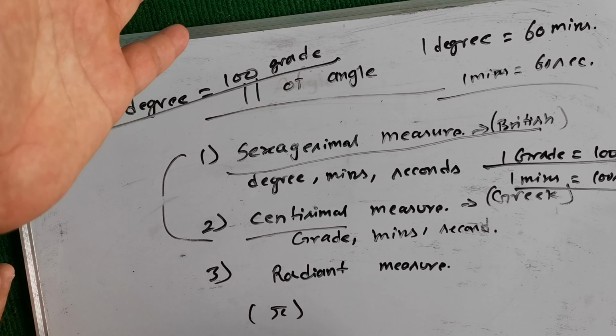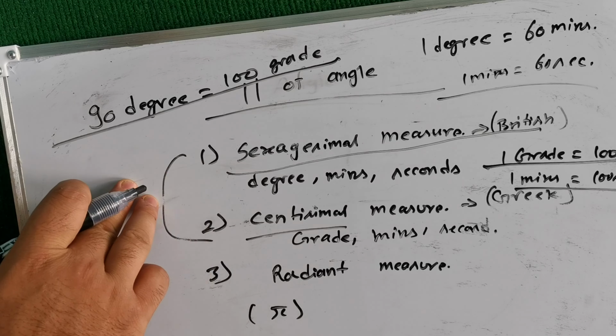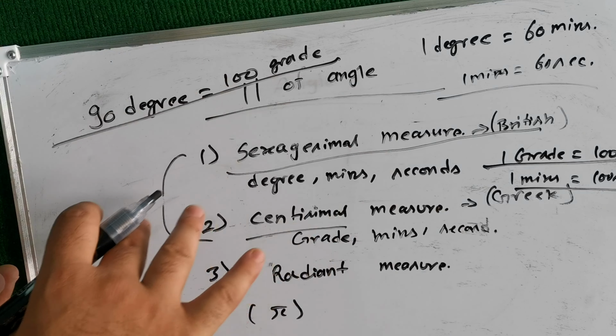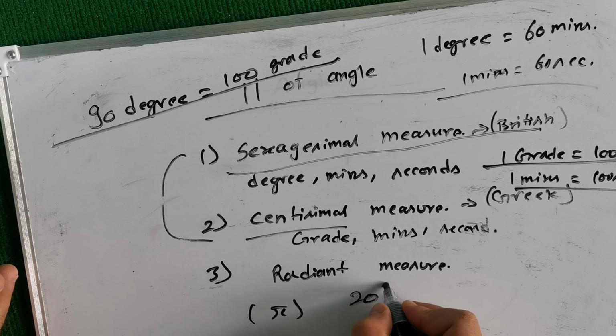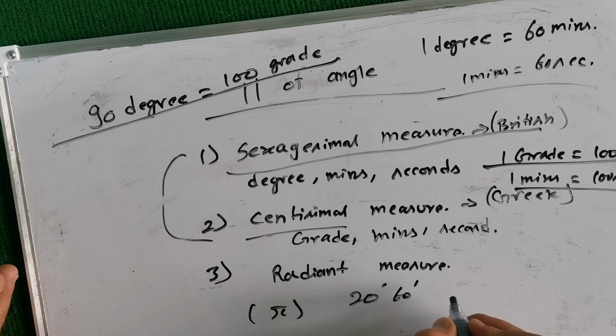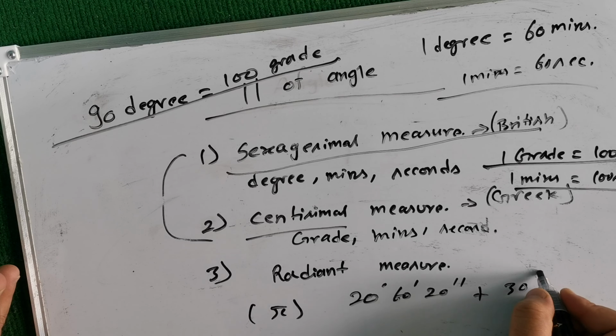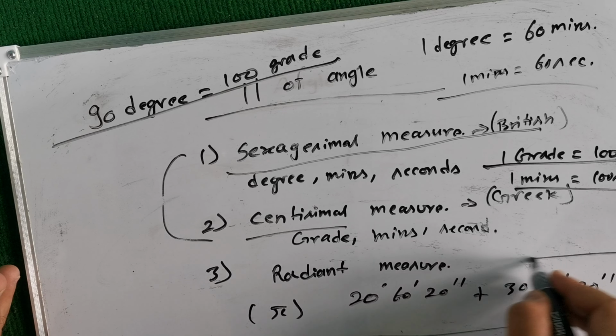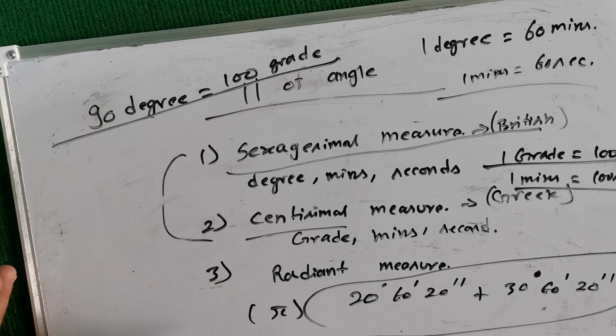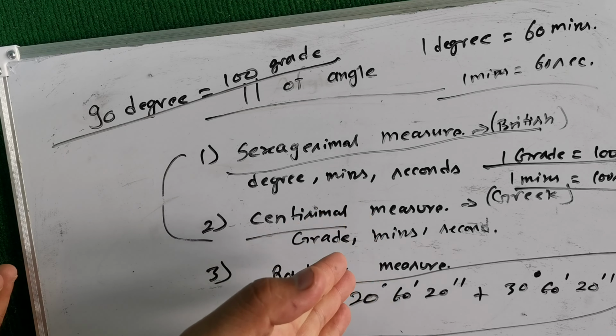You will not be asked to convert degree into grade or grade into degree. You will be asked to add, such as 20 degrees 60 minutes 20 seconds plus 30 degrees 60 minutes 20 seconds. You will be asked addition and subtraction.